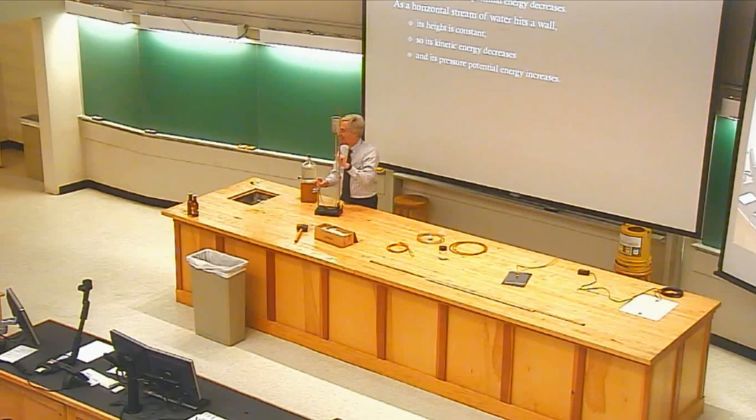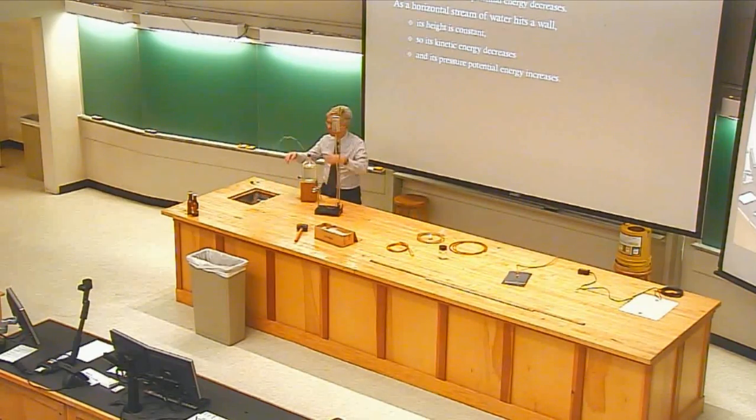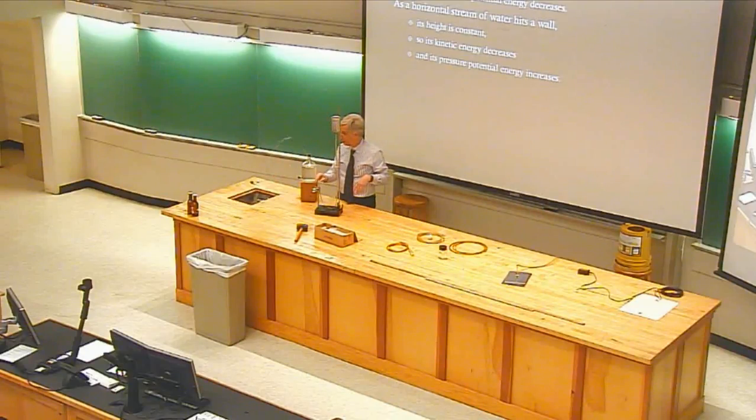And lastly, when it hits the table, right there, it's kind of messed up because it's not perfectly steady state flow because it's got droplets forming. But when it hits, the pressure surges upward and it converts kinetic energy into pressure potential energy. There's effectively a diffuser there.